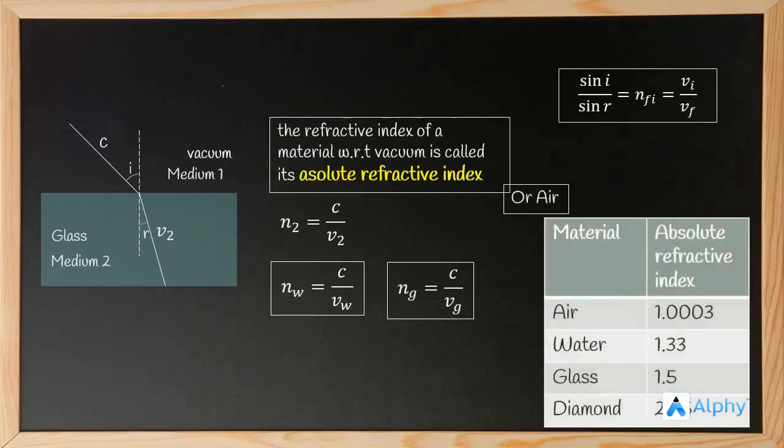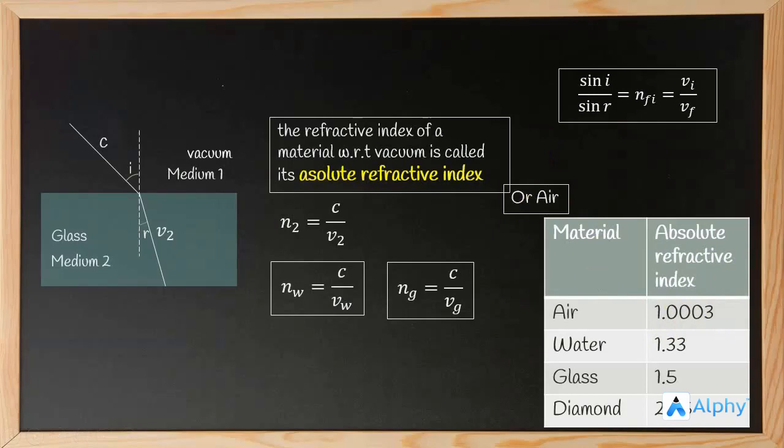So here is a table showing the absolute refractive indices of some important materials. So we can see the refractive index of air is 1.0003. So small. This means the speed of light in vacuum is only 1.0003 times greater than the speed of light in air. So that is a very negligible difference. So that is why this statement is valid.